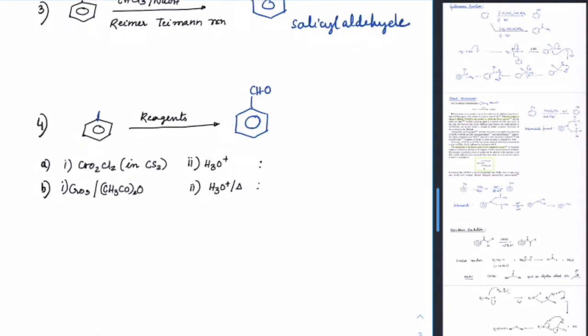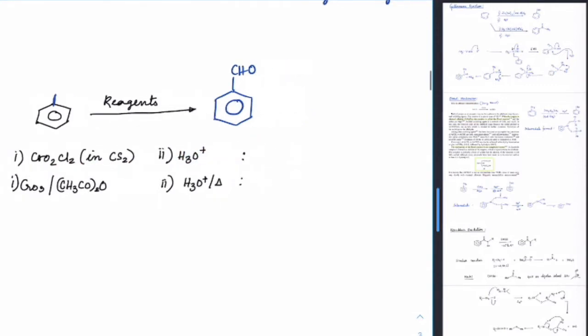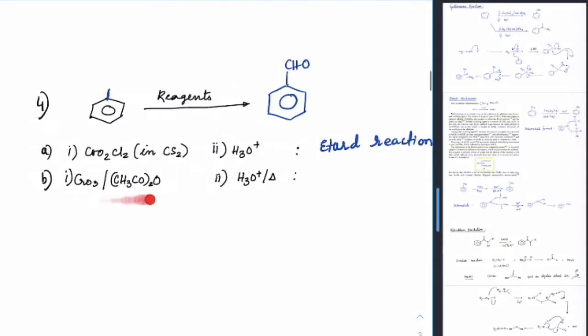Okay. First reagent, chromyl chloride, CrO2Cl2, a red color solution, followed by hydrolysis. This is called the Etard reaction. Okay. The second one is similar to the Etard reaction.